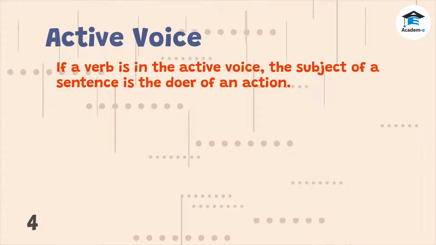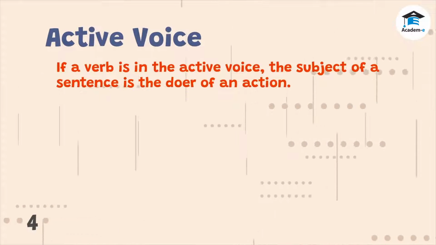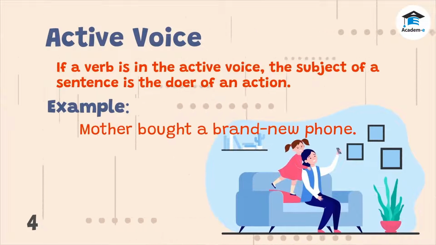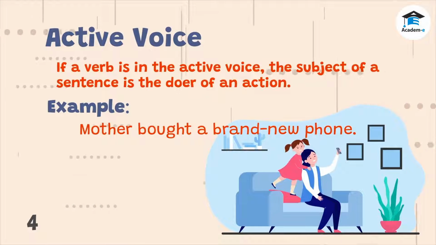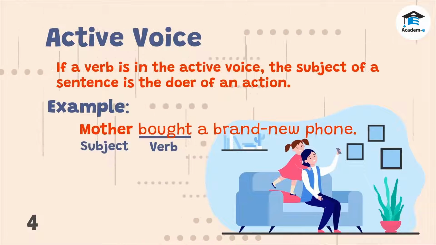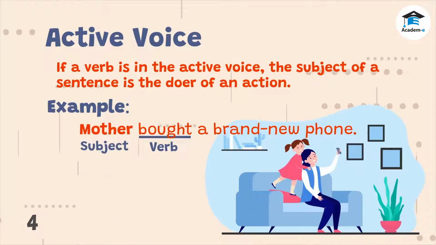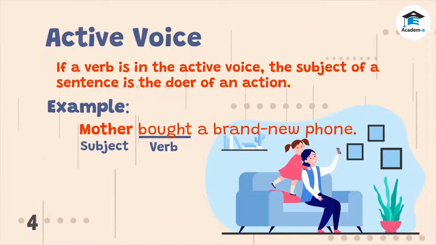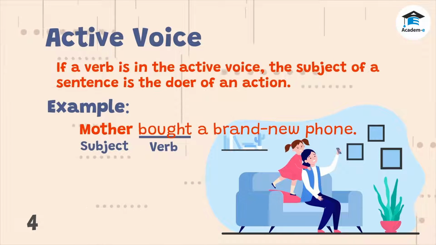When using the active voice of a verb, the subject of a sentence is the doer of the action. For example, Mother bought a brand new phone. The subject in this sentence is mother and the verb is bought. Who bought a brand new phone? Mother. This means that the subject mother is the doer of the action bought, so the verb is in the active voice.